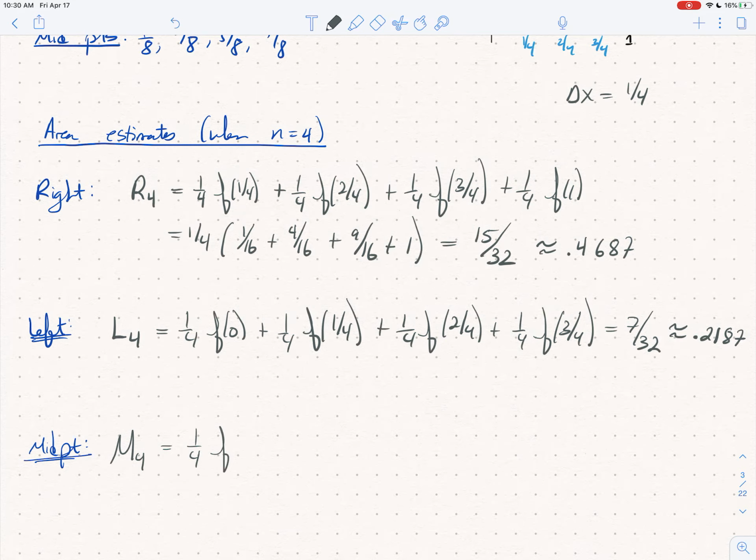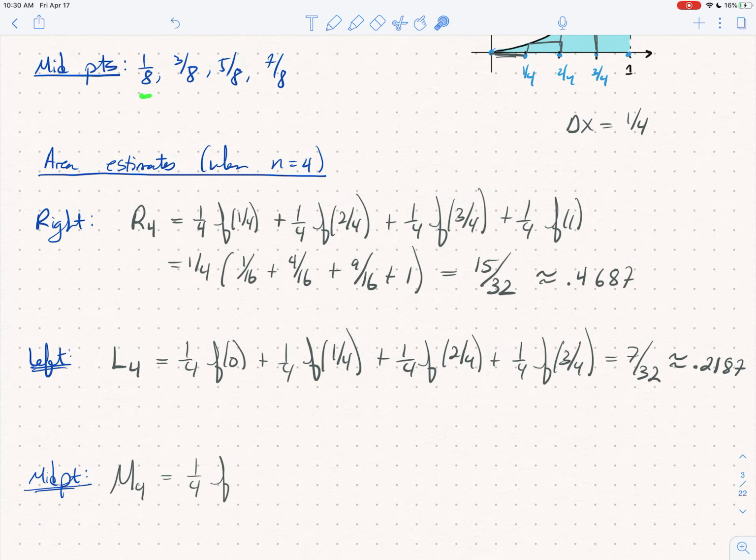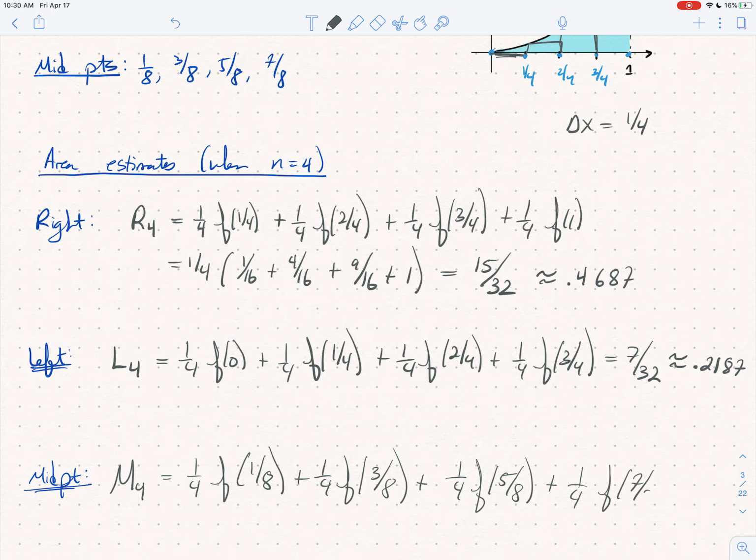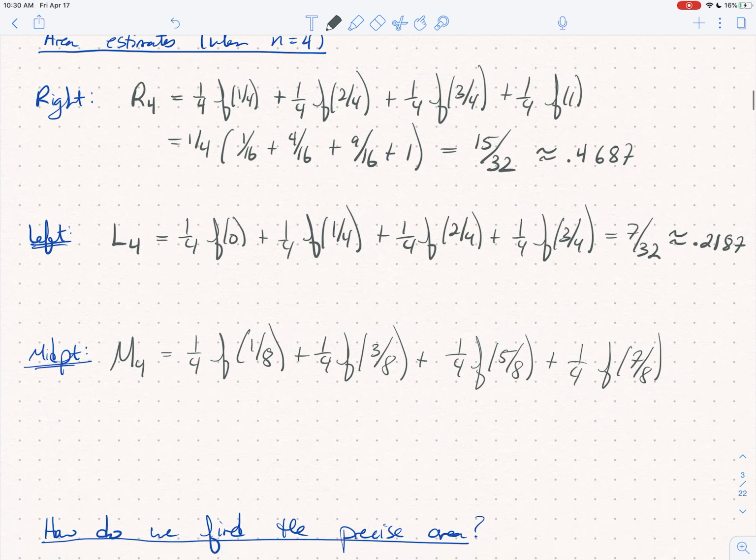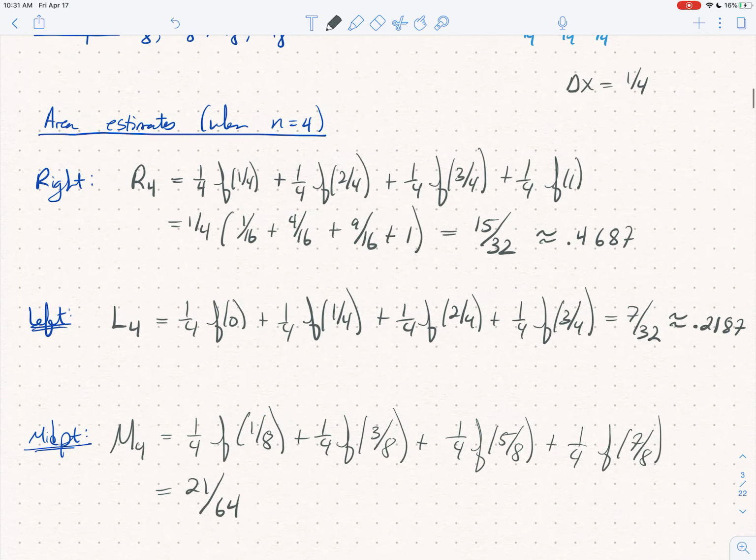For the midpoint, we usually write that M4. And again, it's 1/4 times f of, plug in each of these midpoints. So f of 1/8, plus 1/4 times f of 3/8, plus 1/4 times f of 5/8, plus 1/4 times f of 7/8. I would like you guys to work it out, keeping in mind f of x is just x squared, and I came up with 21/64.